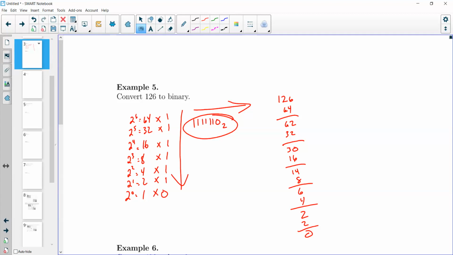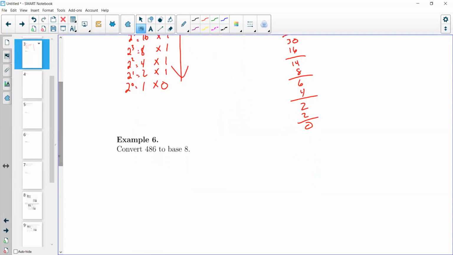It's easy, right? Well, it is. It's all the same, just using different numbers. So let's see how it works with a different number. How about convert 486 to base 8?